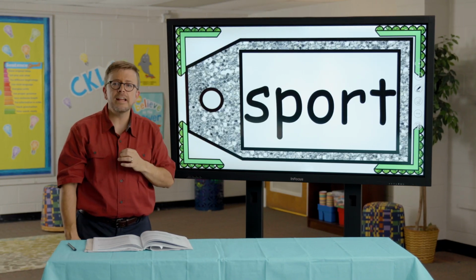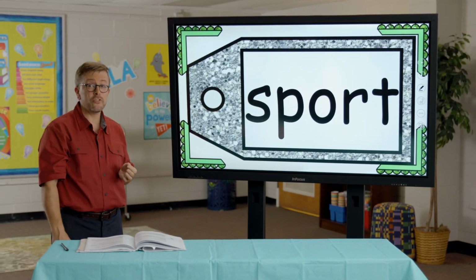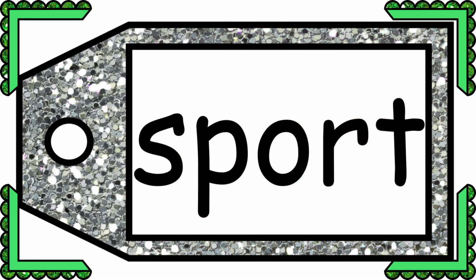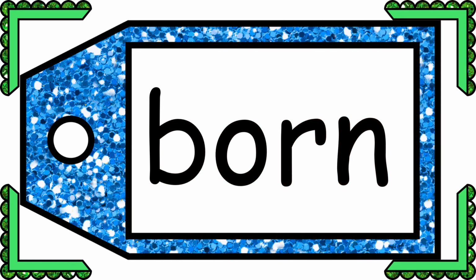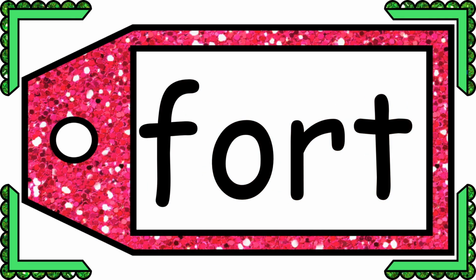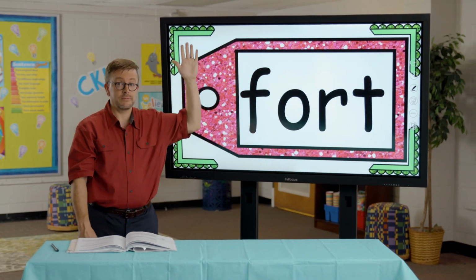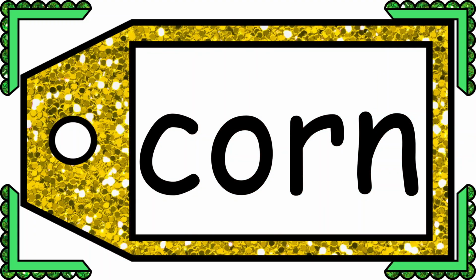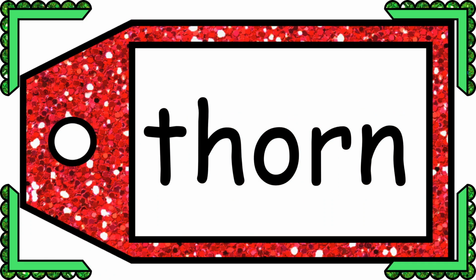All right, so let's look at some words that have this OR spelling in them. How about this word, sport, right? You might like to play a sport. Born. You celebrate the day you were born on your birthday. Sort. I might have to sort my clothes when I'm putting them away. Fort. How many out there like to build a fort? Corn. Like corn on the cob. You might like to eat that as a vegetable. Thorn. Careful. You might prick your finger on a thorn.